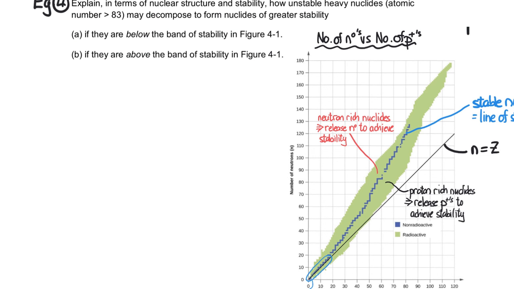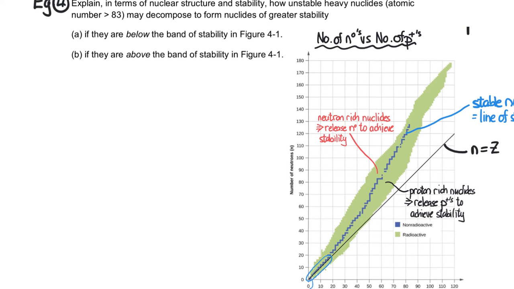Here's the second of the 2 homework problems I would like you to do. Explain in terms of nucleus structure and stability how unstable heavy nuclides with atomic number greater than 83 may decompose to form nuclides of greater stability. If they are below the band of stability in figure 4.1, which is the number of neutrons versus protons that is plotted, we've seen this before, so from 83 onwards would be going up here, going in that direction.